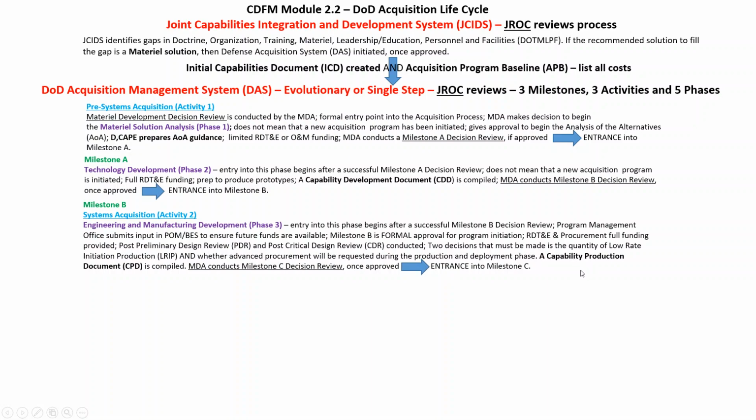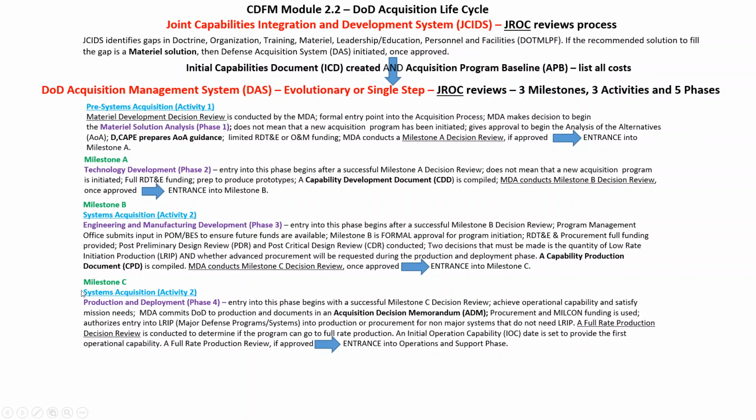So a capability production document is compiled. The MDA conducts the Milestone C decision review. Once approved, we can move on to Milestone C. Milestone C is now continuing the systems acquisition, activity number 2, and production and deployment is the 4th phase. Entry into this phase, we had a successful decision review and achieved operational capability and satisfied mission needs.